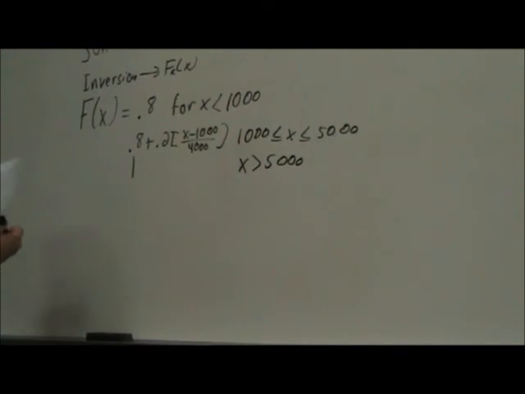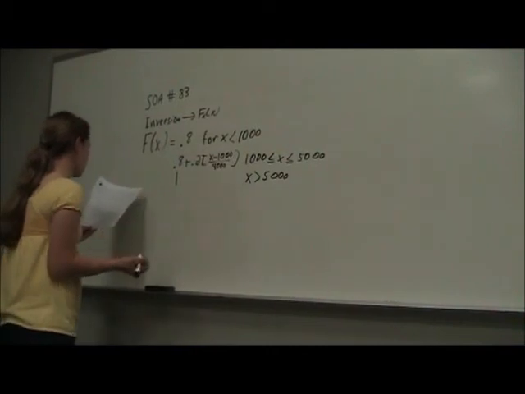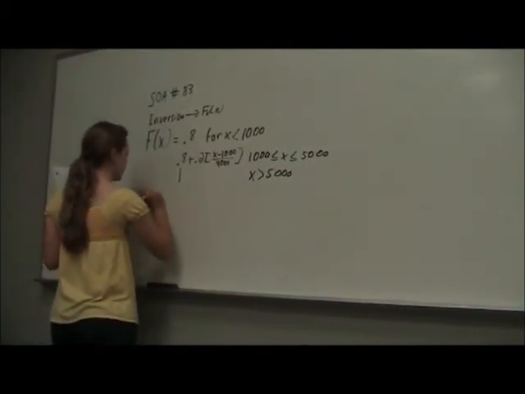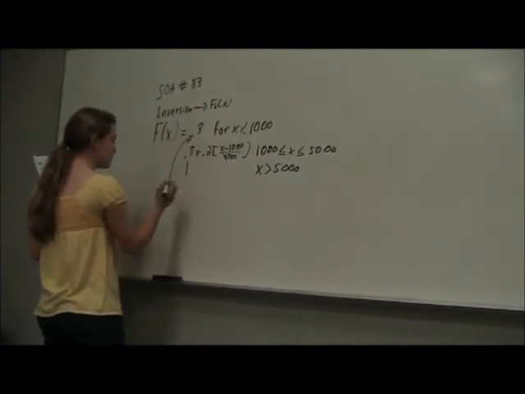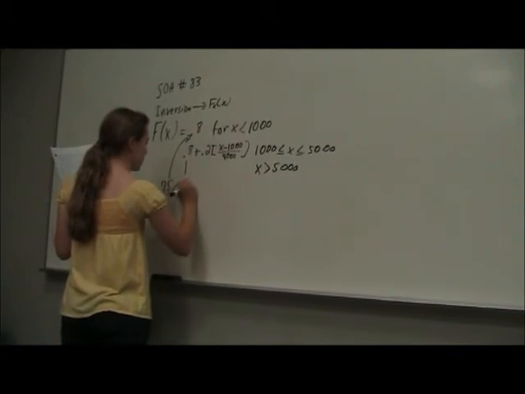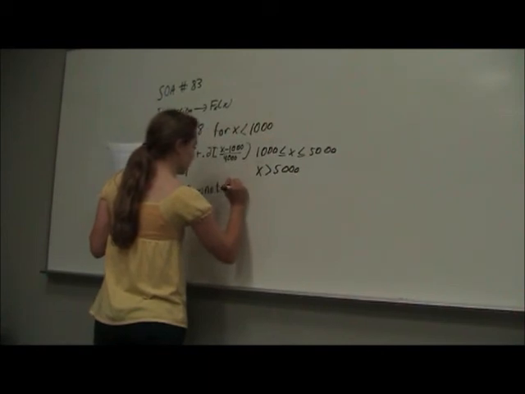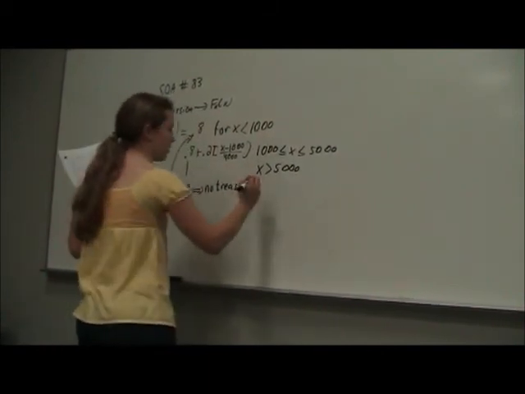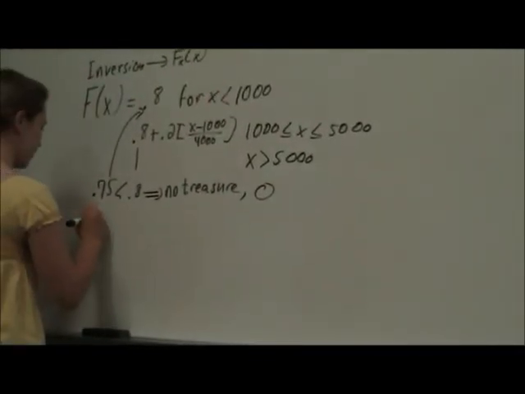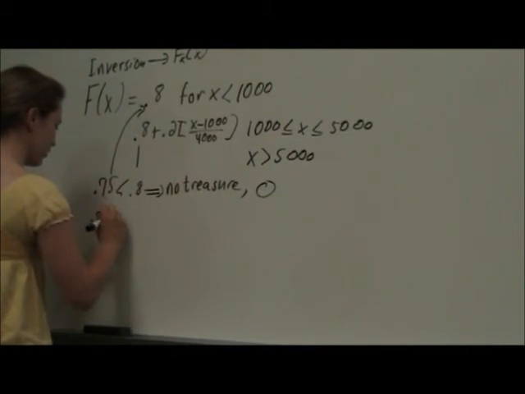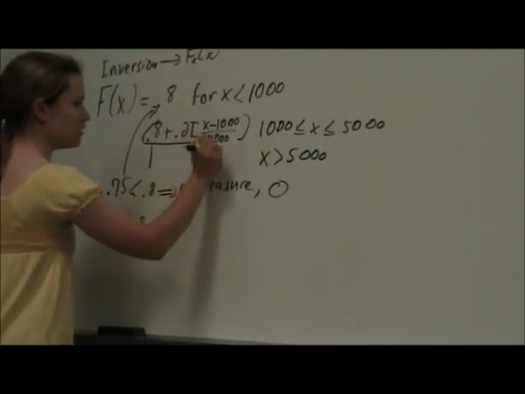We're given two simulated values and we want to find the average of the two. Our first simulated value from 0 to 1 is 0.75. We plug this in and realize that 0.75 is less than 0.8, which means that no treasure was found. So our value is going to be 0. Then our second value is 0.85, and since 0.85 is greater than 0.8, we're going to use it in this distribution.